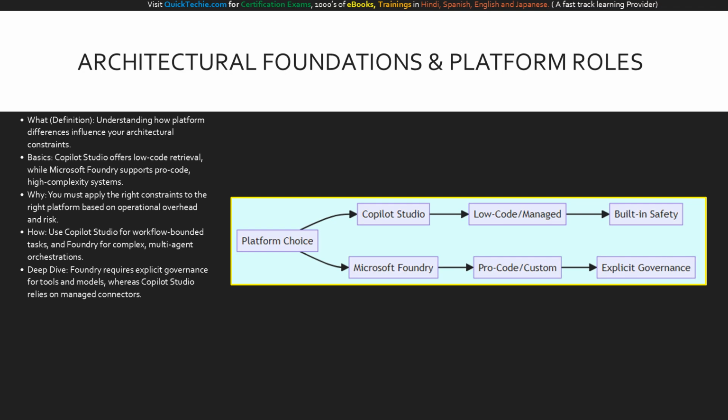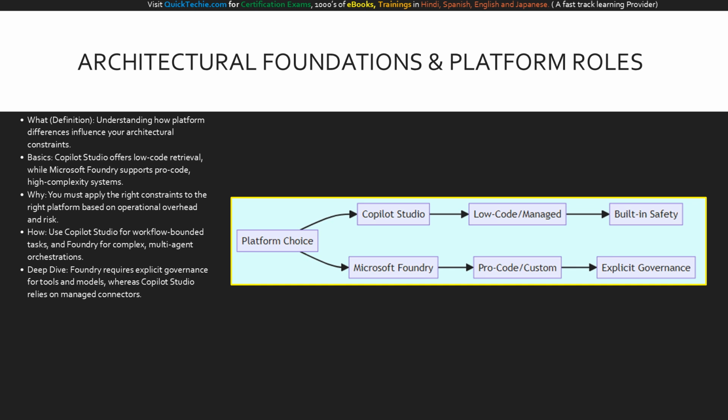Moving to slide 2, we explore architectural foundations and platform roles. What does this entail? It's about recognizing how platform differences directly influence your architectural constraints. The basics are that Copilot Studio provides a low-code environment ideal for task and retrieval agents, while Microsoft Foundry is designed for pro-code, high-complexity AI applications and multi-agent systems.